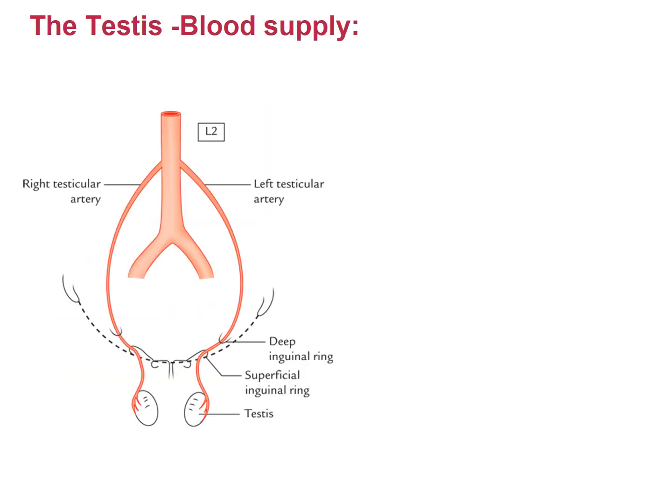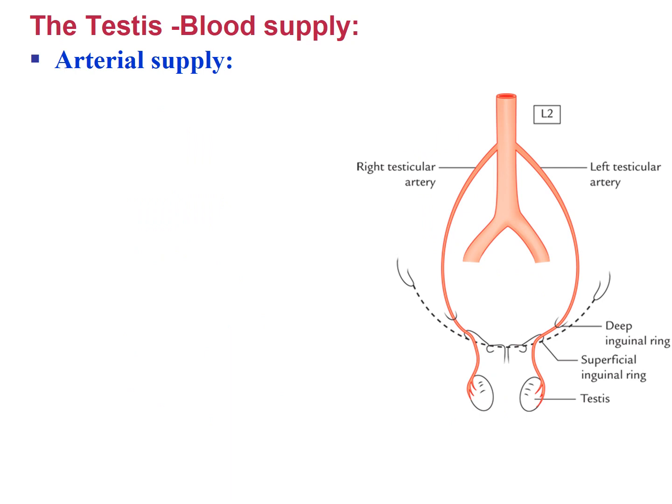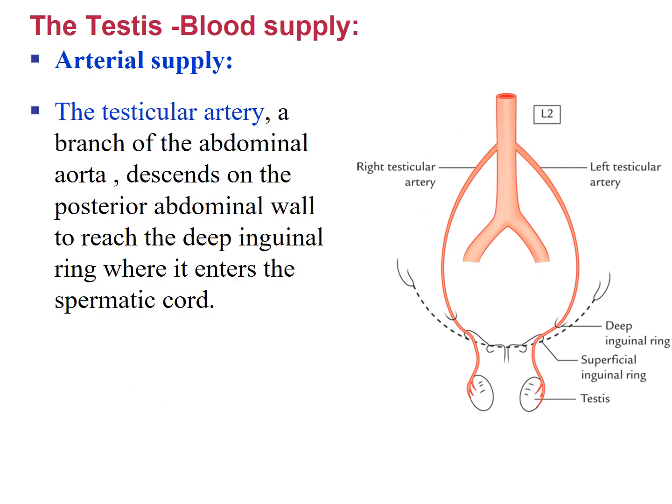The blood supply of the testis includes arterial supply and venous drainage. Arterial supply of the testis is mainly by the testicular artery. The testicular artery is a branch of abdominal aorta. You can see the abdominal aorta here. This is the testicular artery, right testicular artery and the left testicular artery. These arteries descend on the posterior abdominal wall to reach the deep inguinal ring, where it enters the spermatic cord. Then it passes along with the spermatic cord.